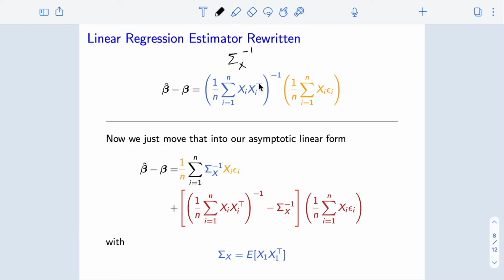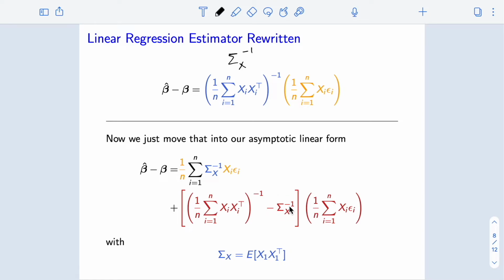So again, sigma x here is just going to be the expectation of each of these. And I'm going to take this sigma x inverse and move that in here. And then I'm going to have an additional term which involves the difference between sigma x inverse and this thing multiplied by this piece. So I'm doing all of that down here. I swap this piece with the sigma x inverse and sub it in here. And then I have an additional term, which is the difference between this piece and that thing I was saying it converged to, sigma x inverse.